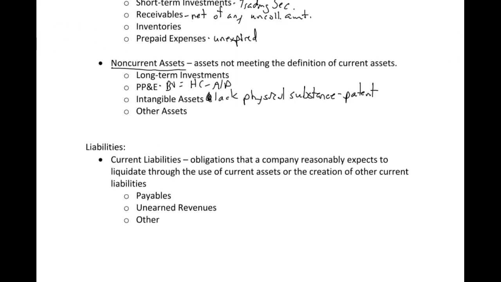All right, so liabilities on the current side. These are obligations that a company reasonably expects to liquidate through the use of current assets or the creation of other current liabilities. These are our payables: accounts payable, wages payable, interest payable. There are all sorts of different payable amounts, but anything that we owe to somebody else. Unearned revenues, remember that's a liability as well because we haven't earned it yet. Unearned rent, things like that. We talked about that back in the accounting cycle videos.